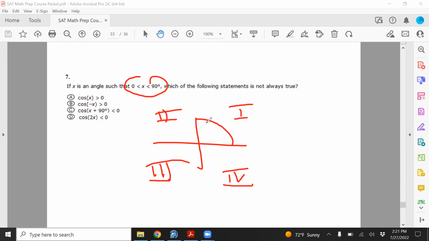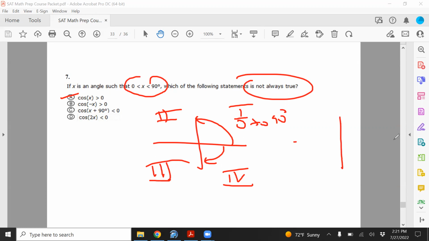Like it's 0 to 90 in the first quadrant. So cosine is always positive in the first quadrant. Actually, all the trig functions are always positive. So that's always true. So you want to pick one that's not true. Cosine of negative x, which means to go over here. Cosine is positive in that quadrant also.